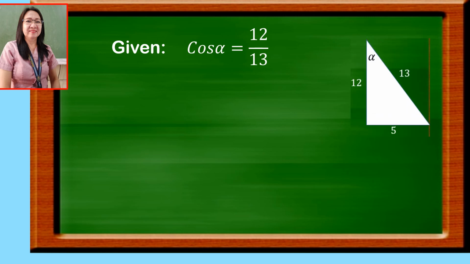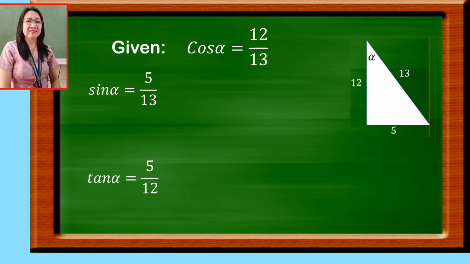To continue, let us have our given, which is cosine alpha is 12 over 13, then our figure. Now, let us find sine alpha, which is described as the opposite of alpha, which is 5, over the hypotenuse, which is 13. So 5 over 13 is the value. Cosine alpha is our given. So let us proceed to tangent alpha.